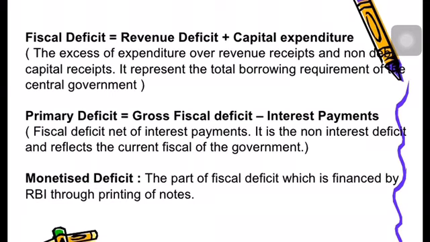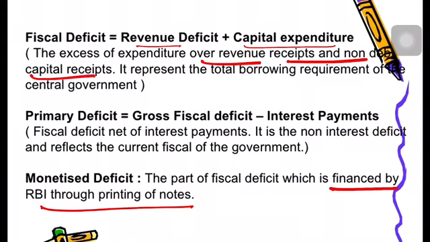How this will happen, I will explain in the next slides. To make it more concrete, I have brought these deficits to one place. This is the monetized deficit, where the government gets financed directly through the printing of notes. And fiscal deficit, I already told you, is revenue deficit plus capital expenditure: the excess of expenditure over revenue receipts and non-debt capital receipts. I told you we have to subtract the debt capital from it. I already showed it in the earlier slides.